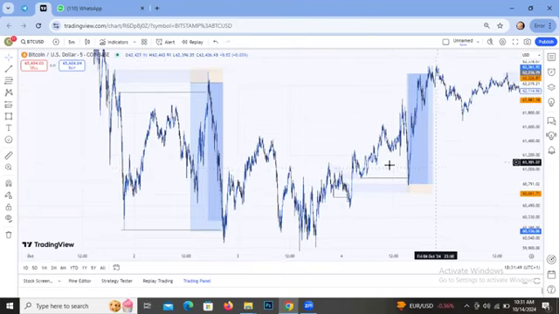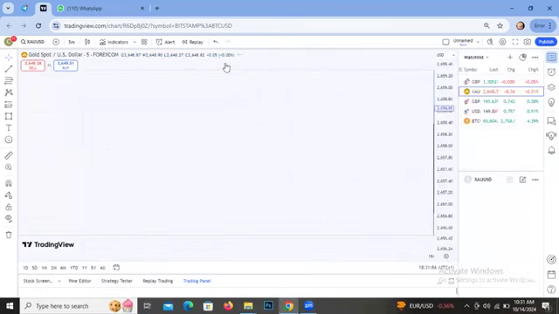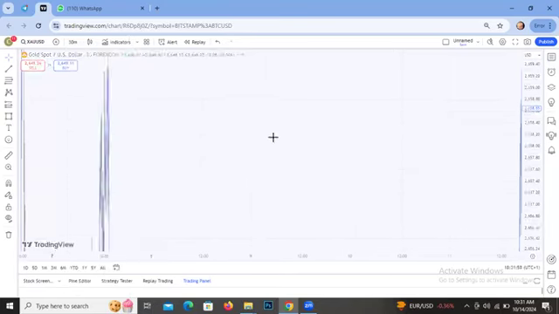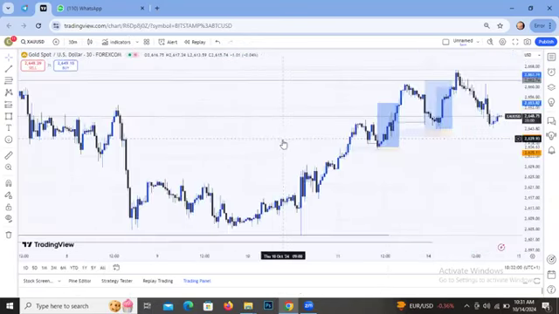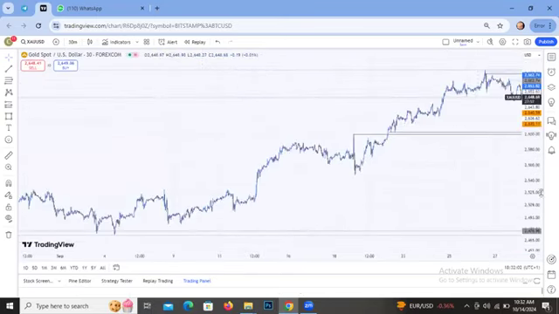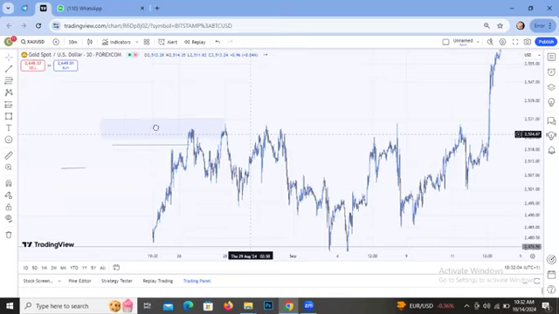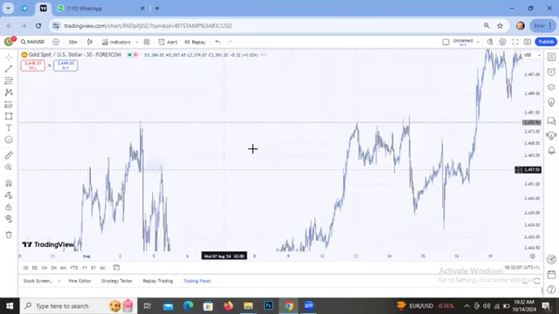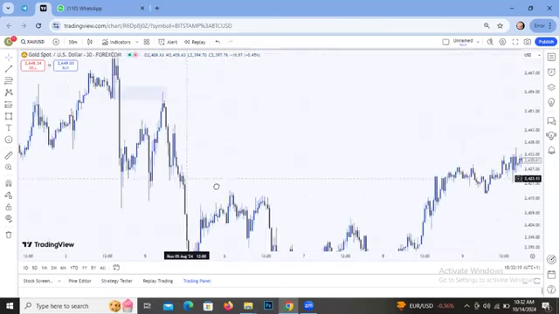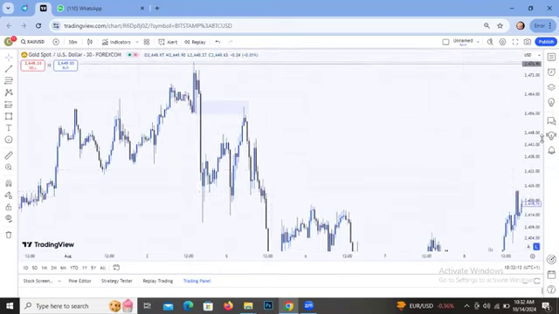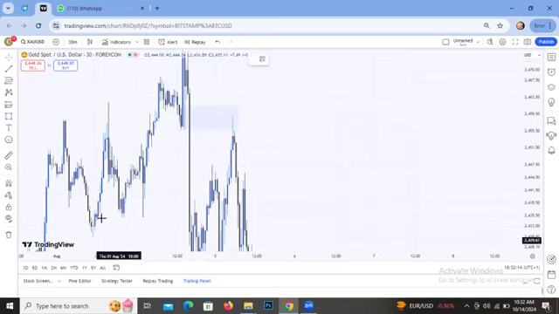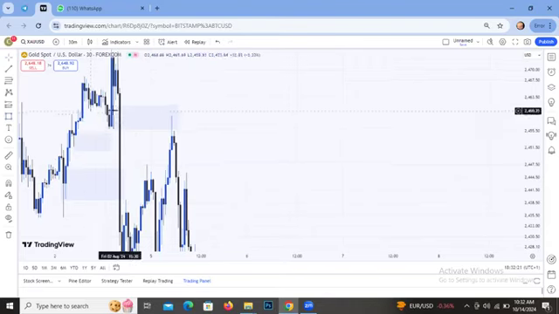Yes, we understand. Let me give you another example. I took this trade also. We have order blocks here now. How many order blocks do we have here? We have one here, we have one here, we have another one here, and we have this one here.